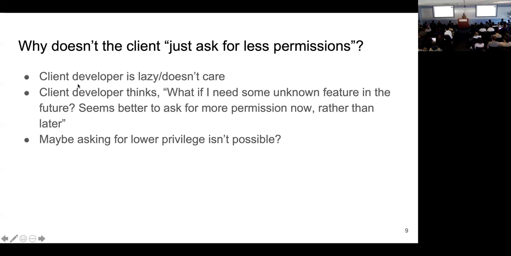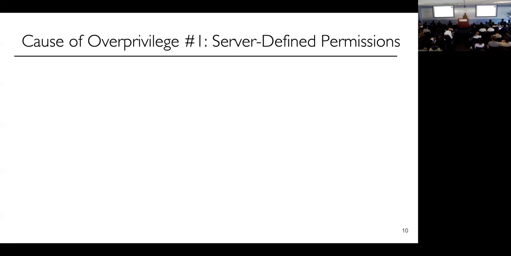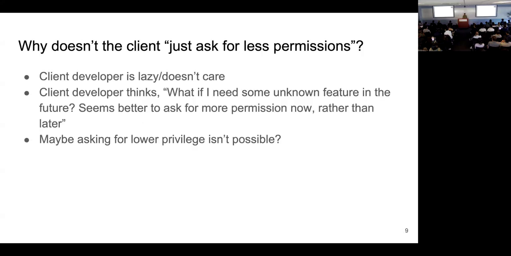The first two are somewhat human processes. Especially the first one, that is the culture at Zoom or whatever random company. If they don't care, they don't care. You can't make them do it. Although towards the end, I will revisit this point of trying to get them to do the right thing. But for now, we are just going to focus on the third one: asking for lower privilege isn't actually possible. So what can we do to make that technically possible? Why is it not easy to ask for the right set of permissions?